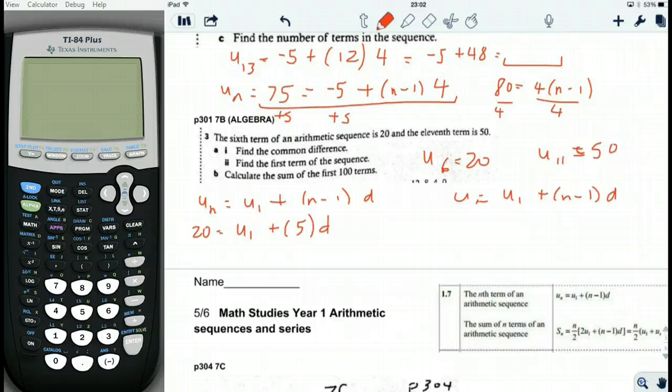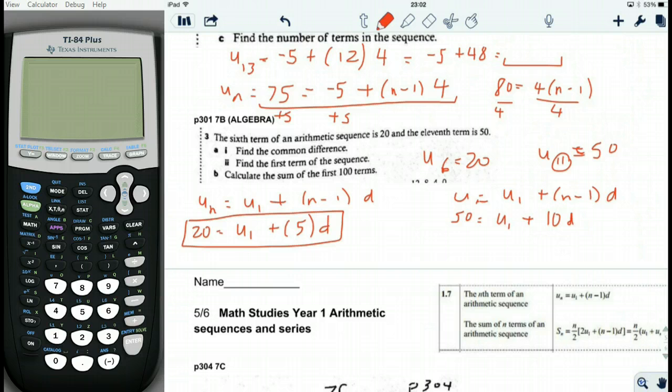Okay, and then here we have U11, which is 50. And U1 we don't know. N minus 1, I'm sorry, n minus 1 we do know. It would be 11 minus 1, which is 10. Okay, so now we have two equations and two unknowns. We have 20 equals U1 plus 5d, and we have 50 equals U1 plus 10d.